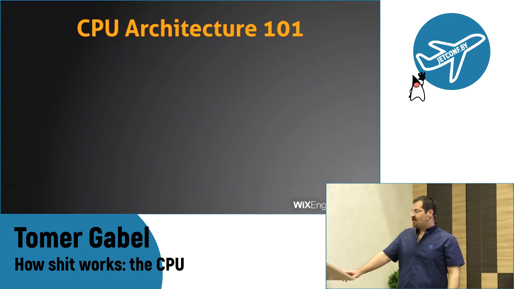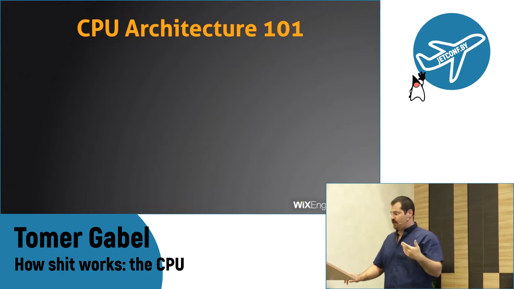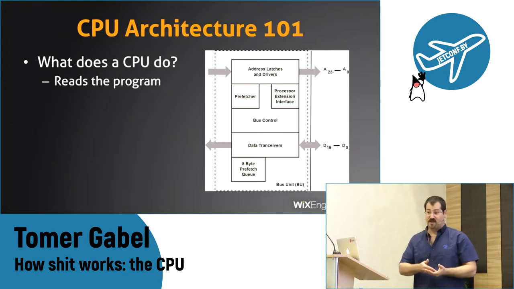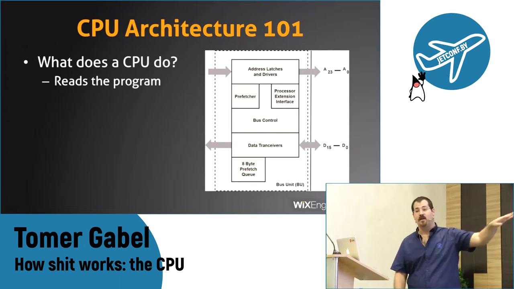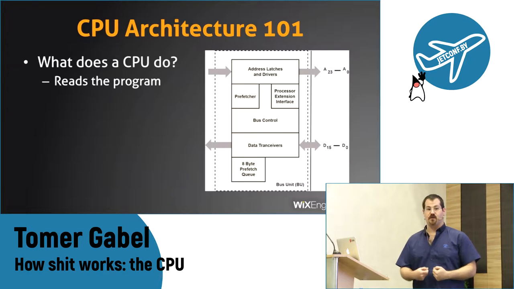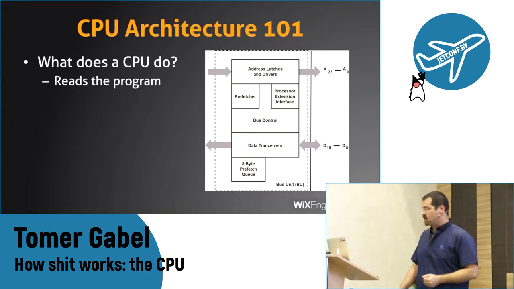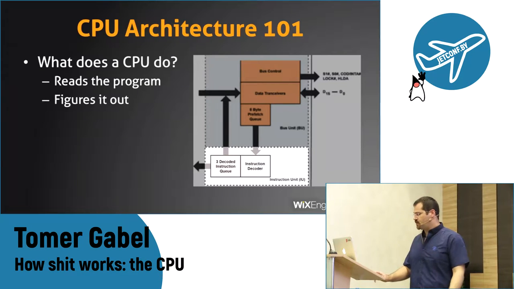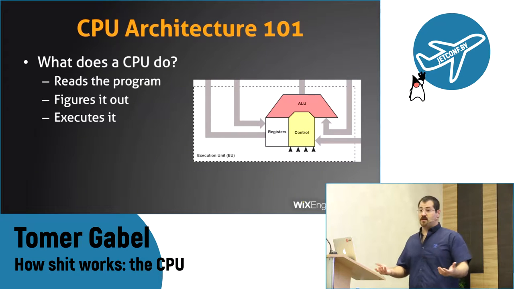So fundamentally, what does a CPU do, right? We've kind of covered this. It reads the program. It reads it off of memory. So for that, you have a unit within the CPU responsible for actually talking to main memory. For a 286, this would be called the bus unit. Next up, it figures out what the program is meant to do. That's the decode phase. For a 286, it's called an instruction unit. Then it executes the instruction.